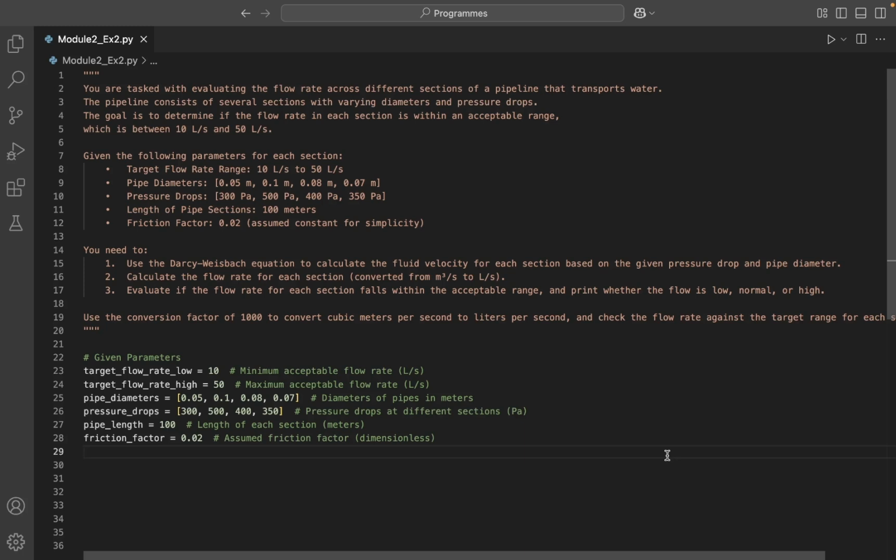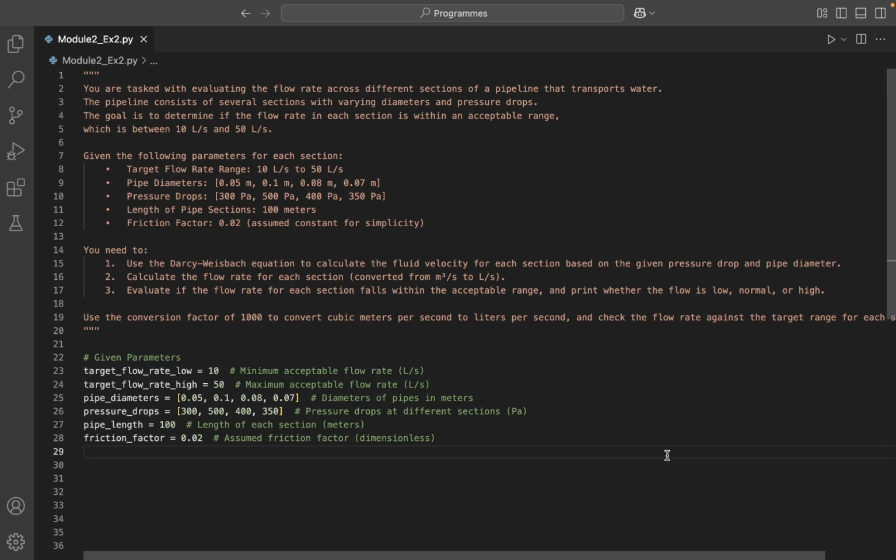Now for the conversion purpose, we have been given a conversion factor of 1000 to convert cubic meters per second to liters per second. But being in the field of mechanical engineering, we must have the knowledge of unit conversion based on the need. It is not necessary that in every program the same details will be given. Now we know that to calculate the flow rate through each section, we need to iterate through each section. And for the iteration purpose, we have the concept of loops.